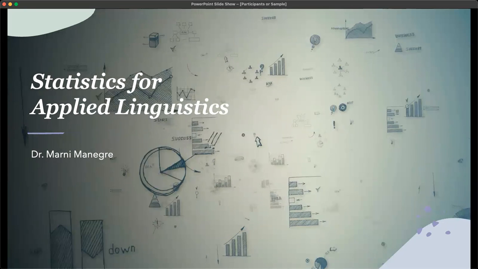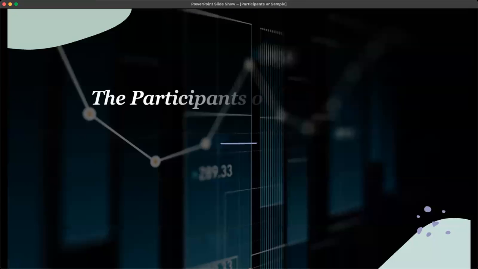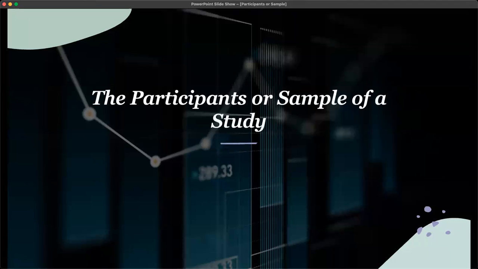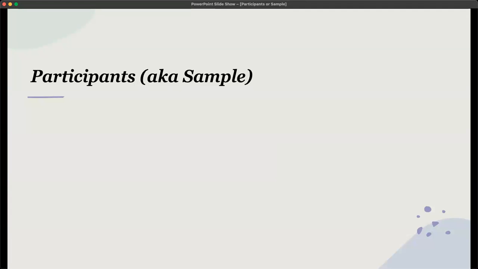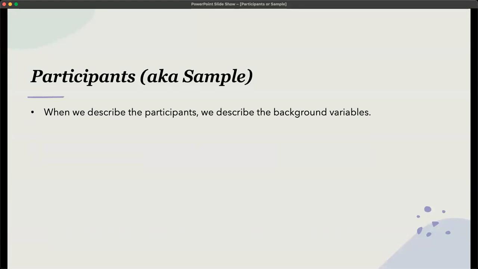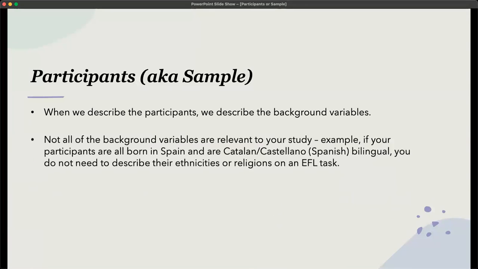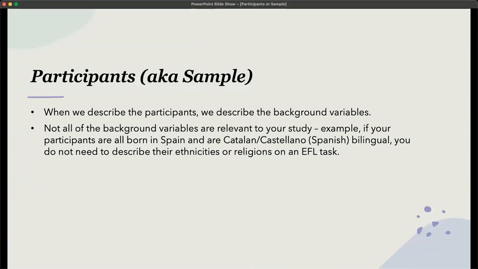I'm Dr. Marnie Manegra, and today we are looking at the participants or the sample of a study. Keeping in mind, sample and participants are synonyms. When we describe the participants, we're describing the background variables. And not all of the background variables are relevant in your study. As an example, if all of your participants are born in Spain and they are bilingual with Catalan Castellano, you do not need to describe their ethnicities or religions on an EFL task.